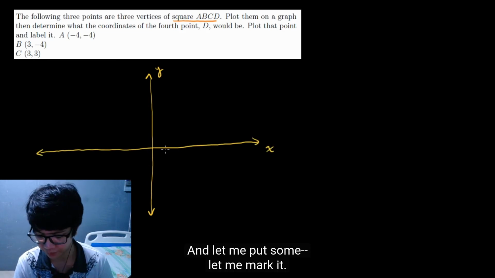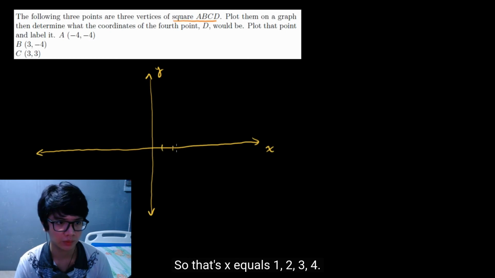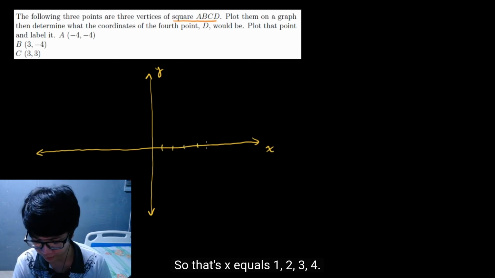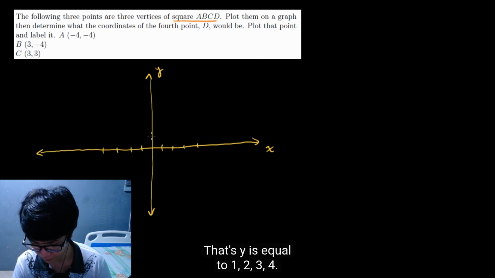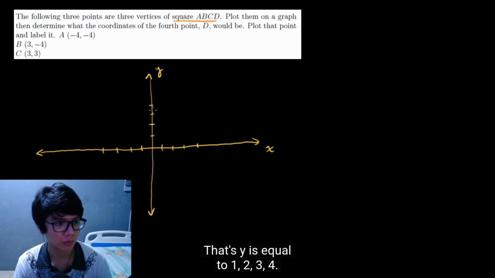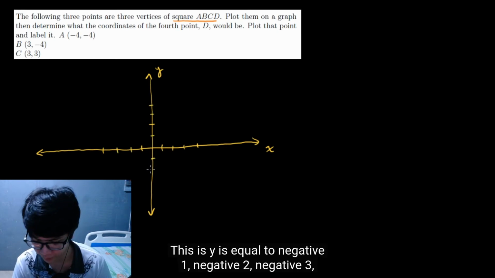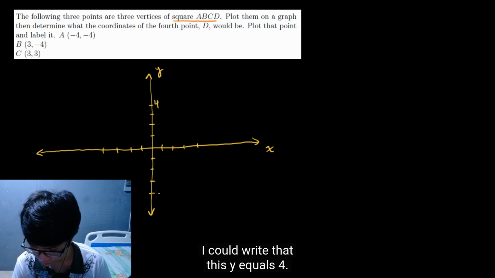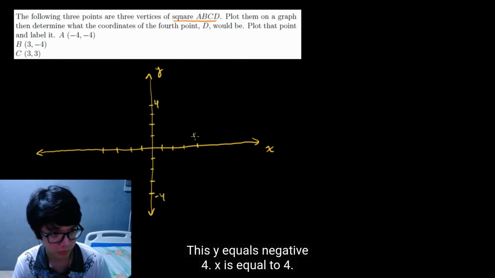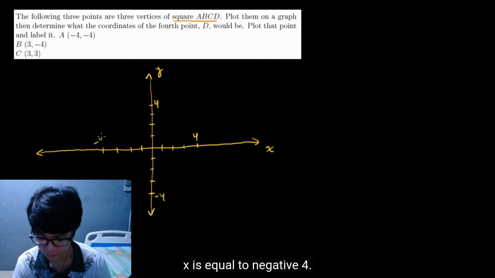And let me mark it. So that's x equals 1, 2, 3, 4. This is x is equal to negative 1, negative 2, negative 3, negative 4. That's y is equal to 1, 2, 3, 4. This is y is equal to negative 1, negative 2, negative 3, negative 4. I could write that as y equals 4. That's y equals negative 4. X is equal to 4. X is equal to negative 4.